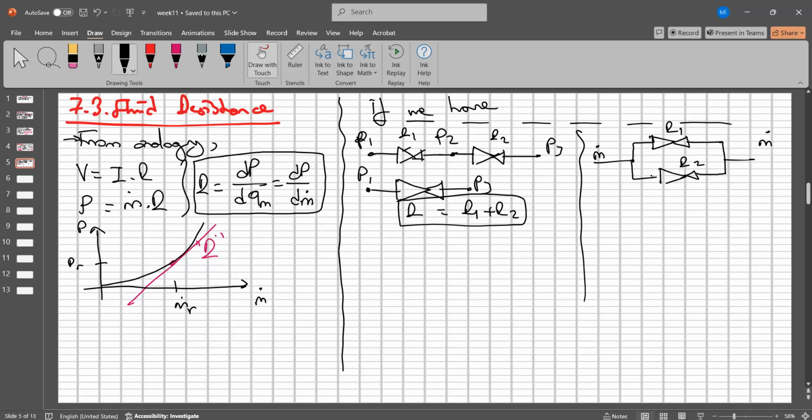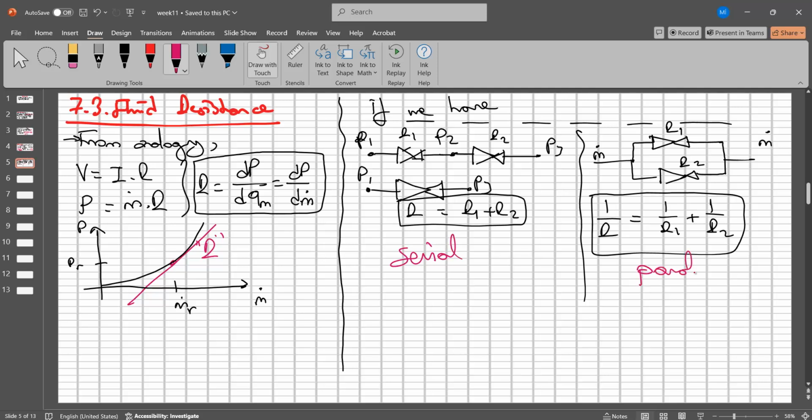Okay. And so how can we combine these values? How can we generate the R, the collective parameters? Yes, 1 over R, R1 and R2, right? So we can say that this is series, this is the parallel, right?